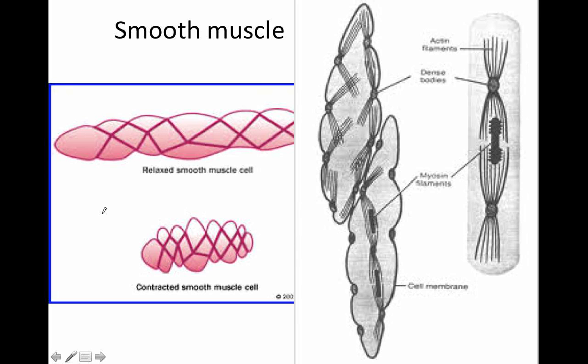Unitary muscle is a mass of fibers that functions as a single fiber. They work in a syncytium via gap junctions. This type of muscle is found in the gut, vasculature, ureters, bile duct, etc.